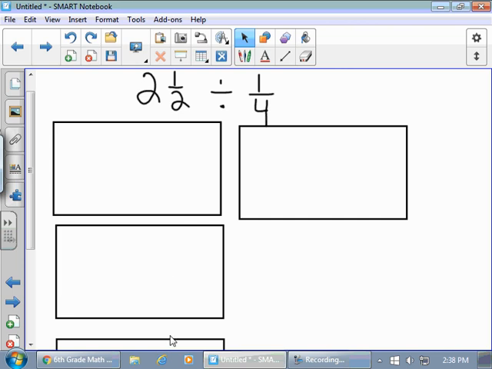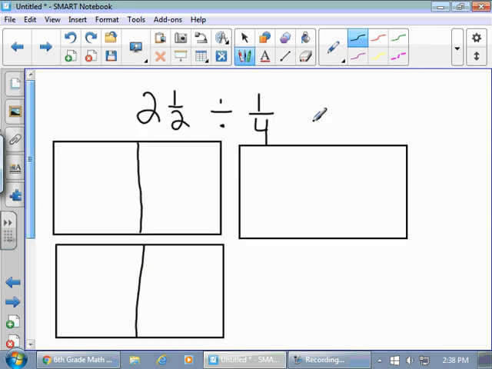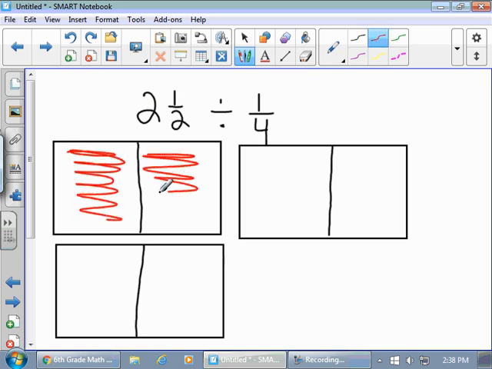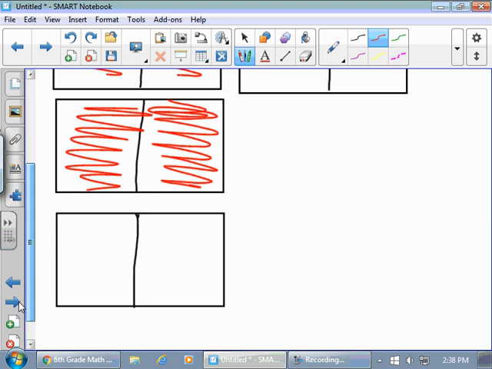All right, so here's my 2.5 and here's my 4th. So my first one gets broken up into halves, right? So I'm going to cut every rectangle in half. And I'm going to color 2.5 of them. So I'm going to color all of these first 2 rectangles. And I'm going to color half of the other one.